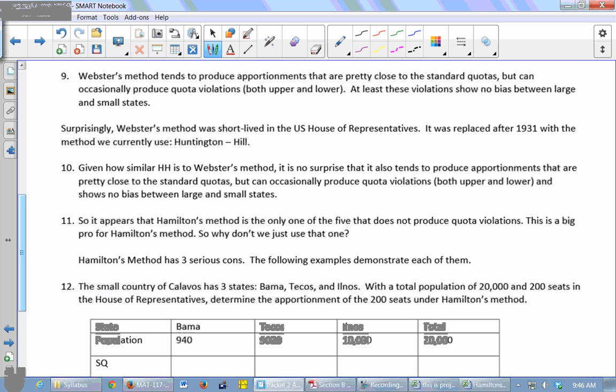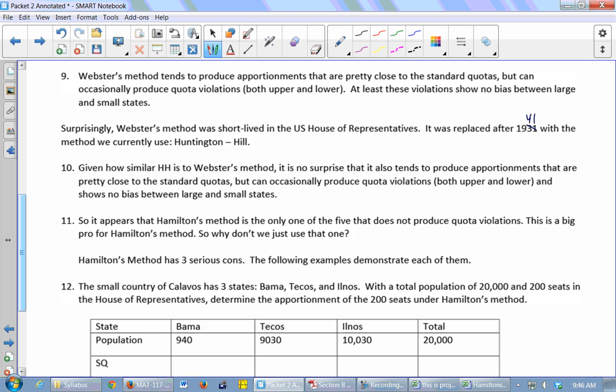But surprisingly, Webster's method was short-lived in the House of Representatives. It was replaced after 1931. Actually, I think this is 1941. Sorry. It's replaced after 1941 with the method we currently use, Huntington Hill.